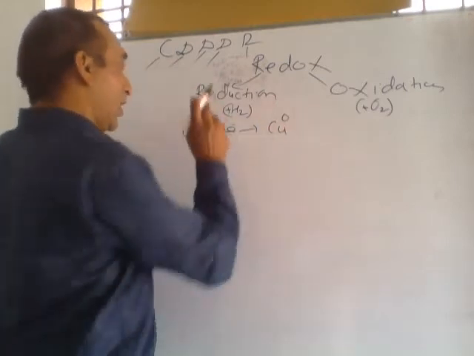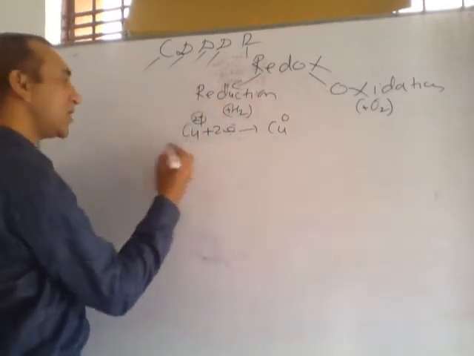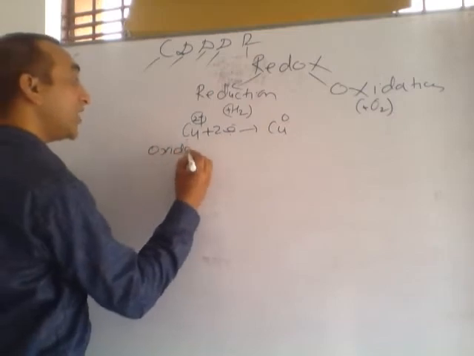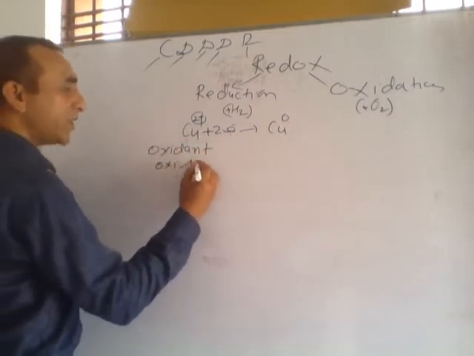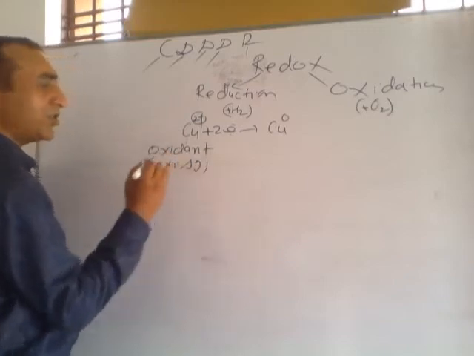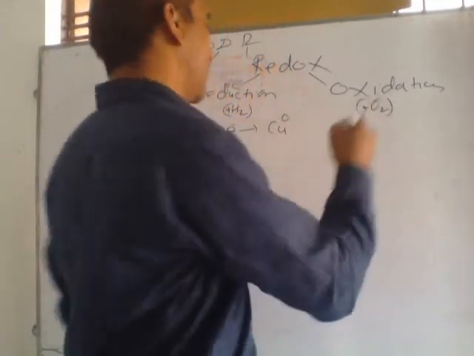Remember, reduction. And this ion of which reduction takes place is called oxidant. Otherwise we can say oxidizing agent. Oxidizing agent or oxidant means the species of which reduction takes place.